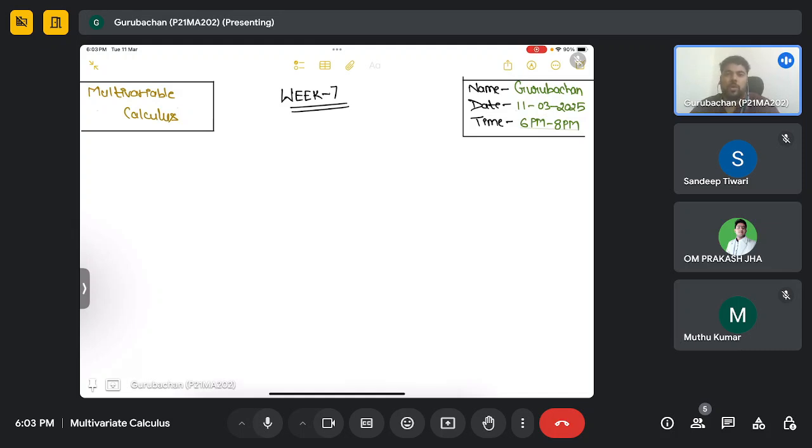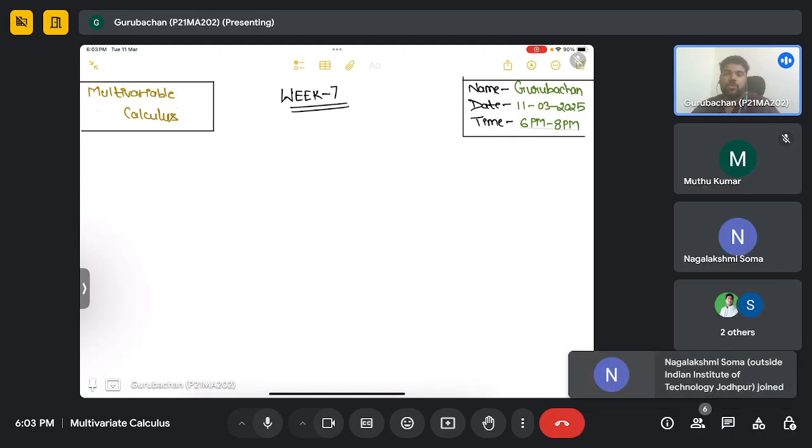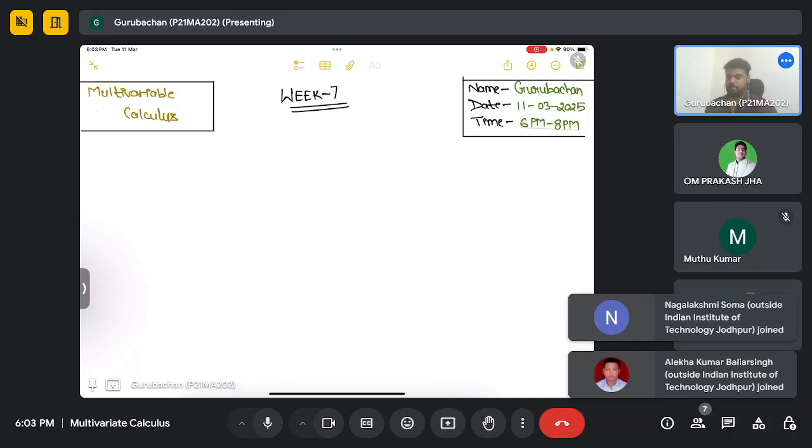Today we are going to learn some illustrations that are based on normal vector, potential field, gradient, curl, divergence and their properties, and also line integral and their application. So I am starting with question number 1.